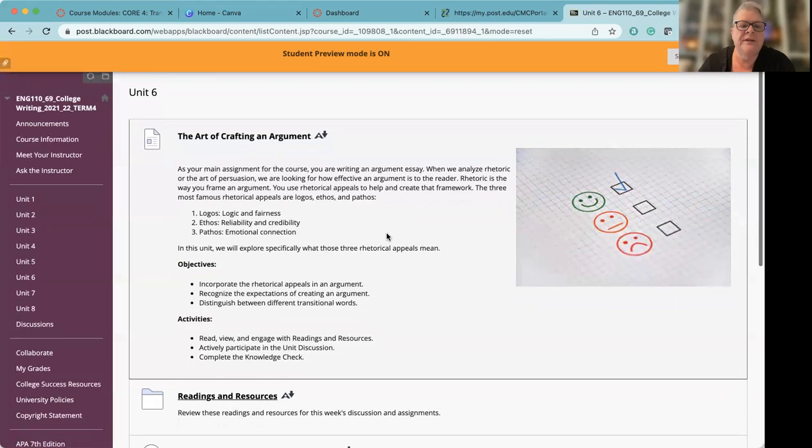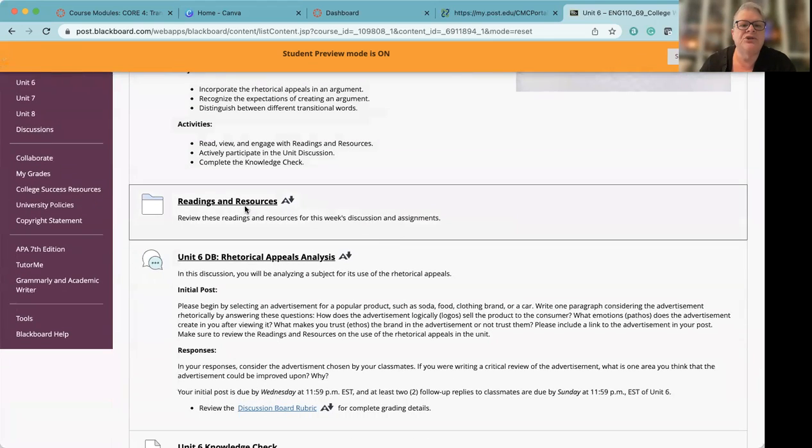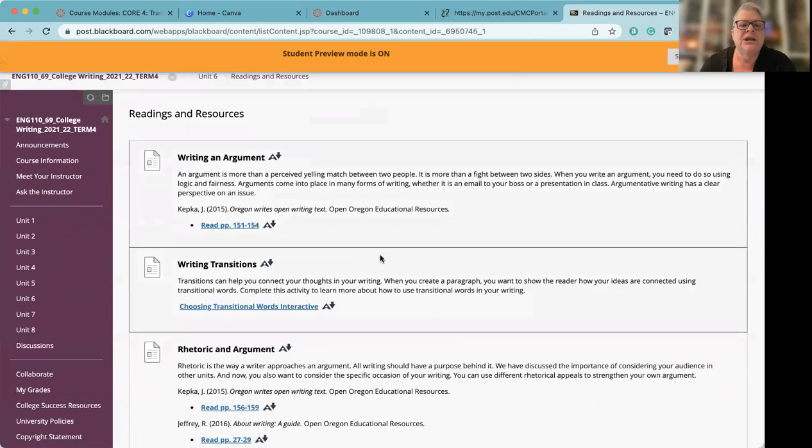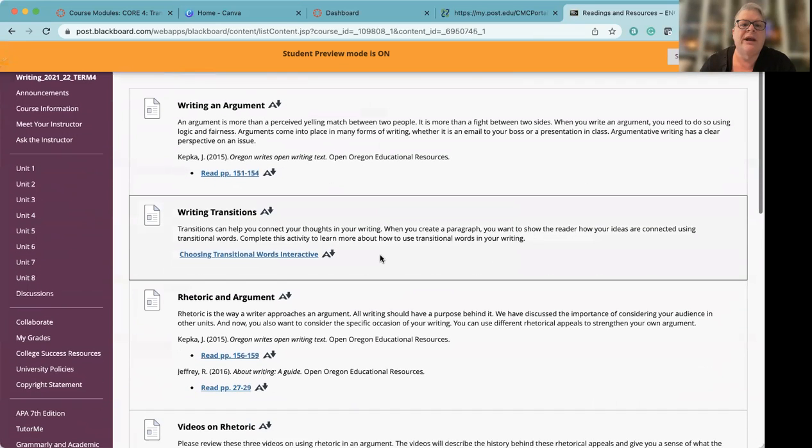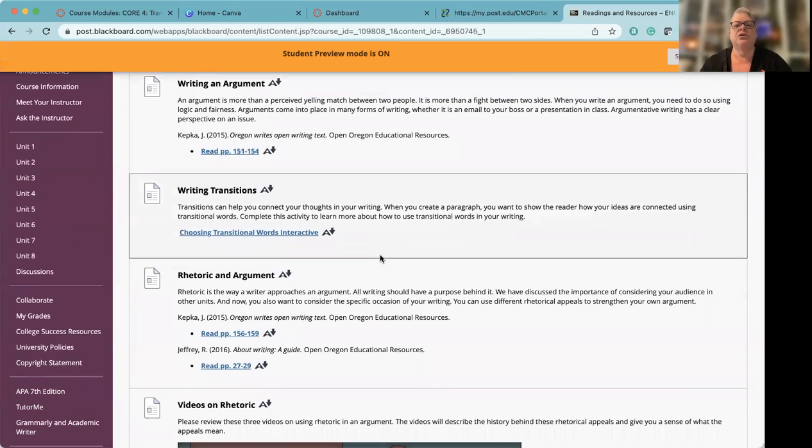So that's what we're doing this week. You have, of course, as usual, readings and resources. You are going to be reading about what is argument. You're learning a little bit about transitions because, of course, we're getting ready to write a much longer piece that will have transitions throughout it. We have been doing single paragraphs, so we don't need those as much. So you're going to have an activity about that.